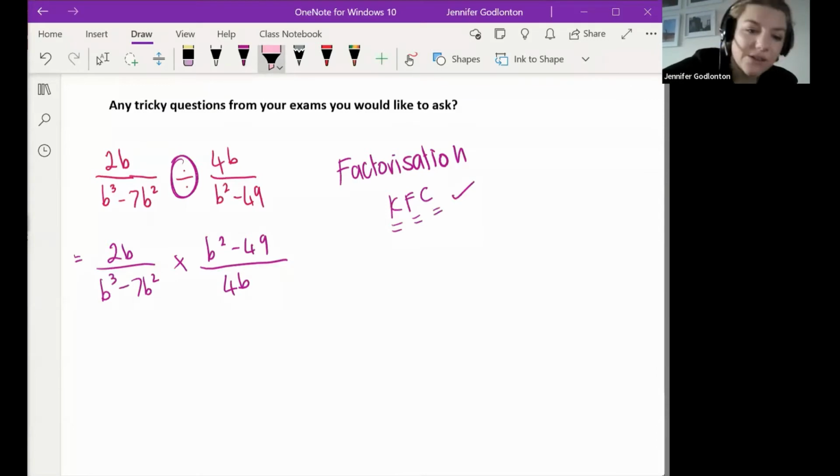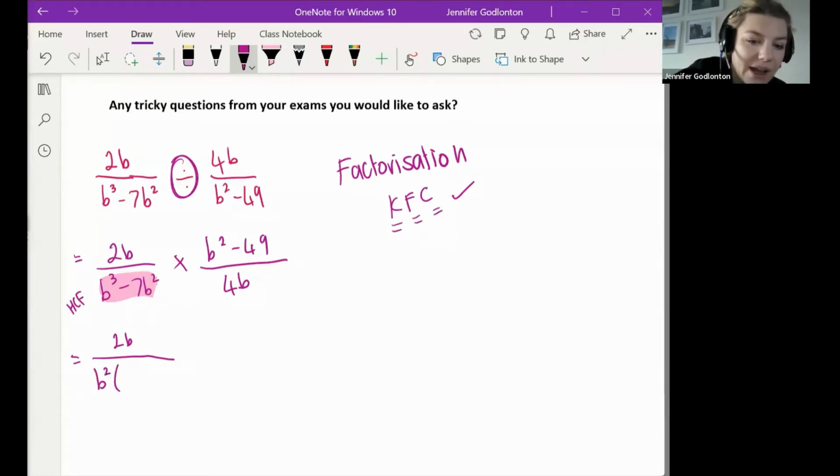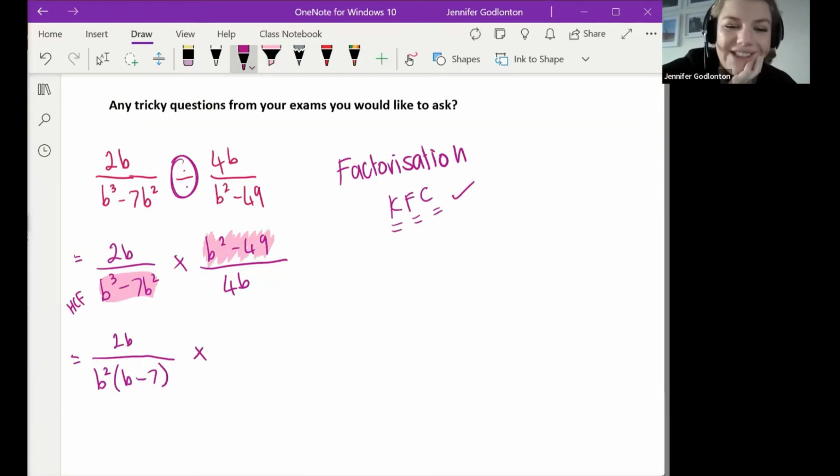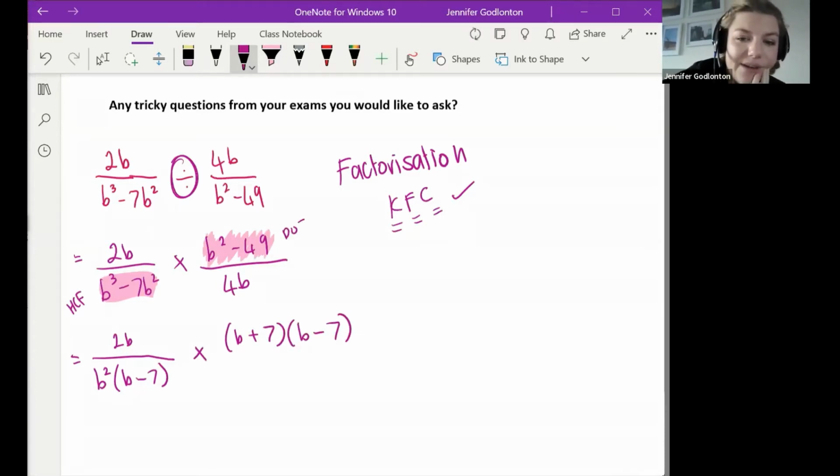Next thing we're going to do is factorize. So if we just have a look at this down here, how would I factorize that? Great, we're going to take out our highest common factor. So at the top, I'm going to have 2b. And down here, I'm going to take out b squared, and I'm going to be left with b minus 7. We're going to say times. How would I factorize this? Difference of two squares. Excellent. So that's going to be b plus 7, b minus 7. And that's all over 4b.